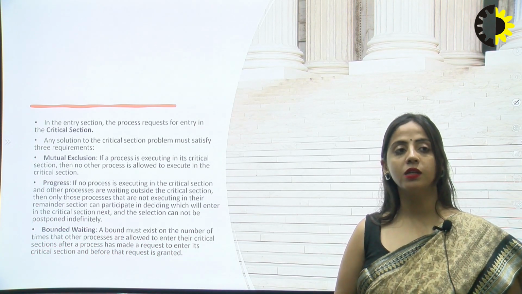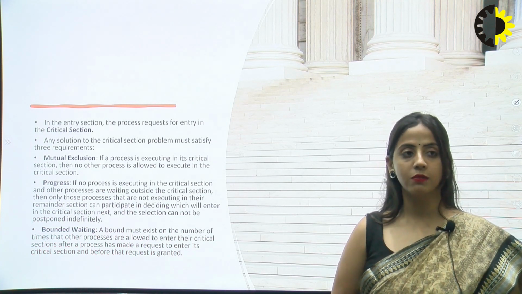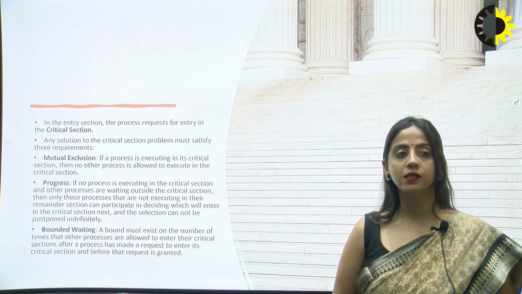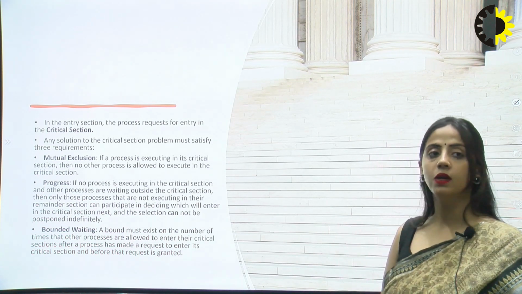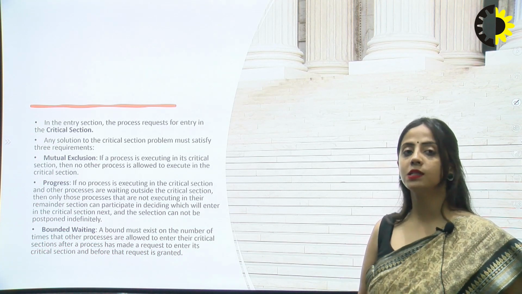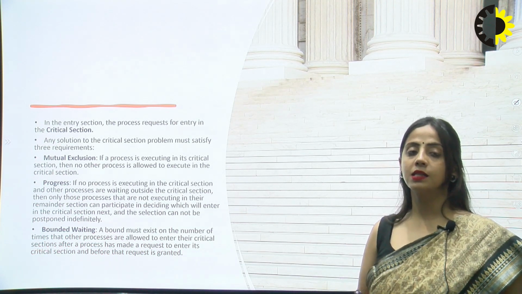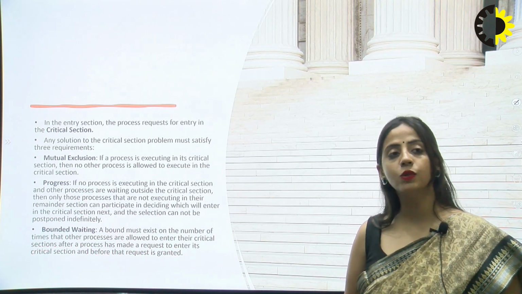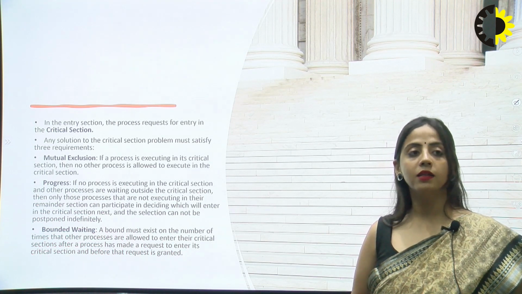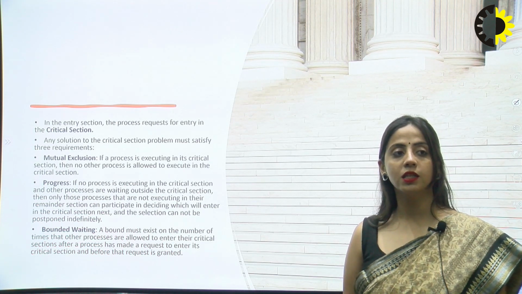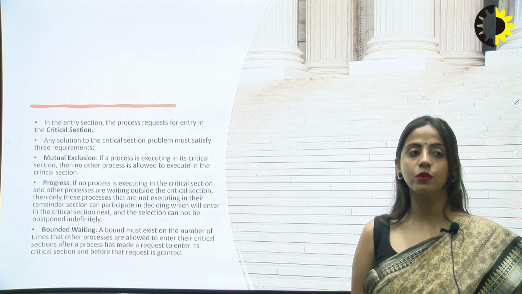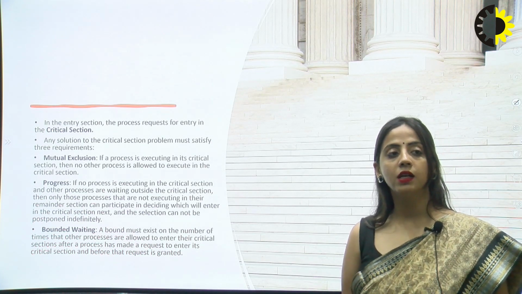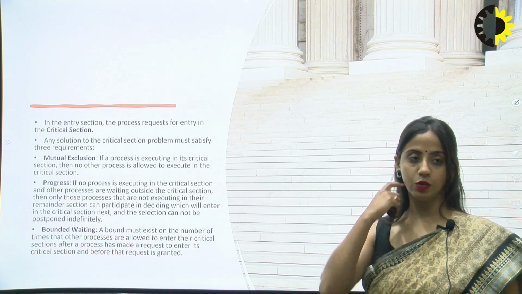Any solution to the critical section problem must satisfy three requirements. The first one is mutual exclusion. If a process is executing in its critical section, then no other process is allowed to execute in the critical section, which means that only one process can access the critical section at a time. Now, progress. If no process is executing in the critical section and other processes are waiting outside the critical section, then only those processes that are not executing in the remainder section can participate in deciding which will enter the critical section next, and the selection cannot be postponed indefinitely.